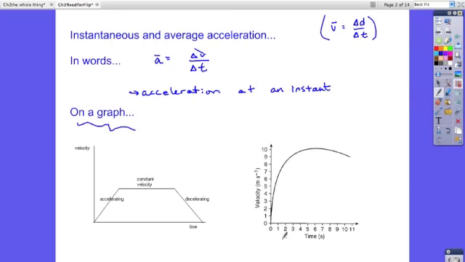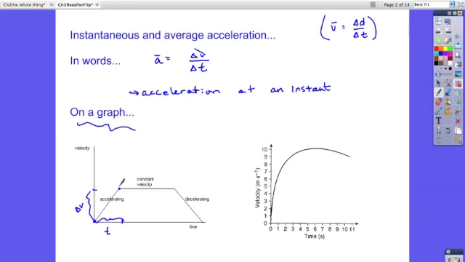These are two velocity time graphs. In this period of time, you have a constant acceleration. So if I divided this change in velocity by this change in time, I would get not only the average acceleration over that time period, I'd get the constant acceleration because the acceleration is not changing.